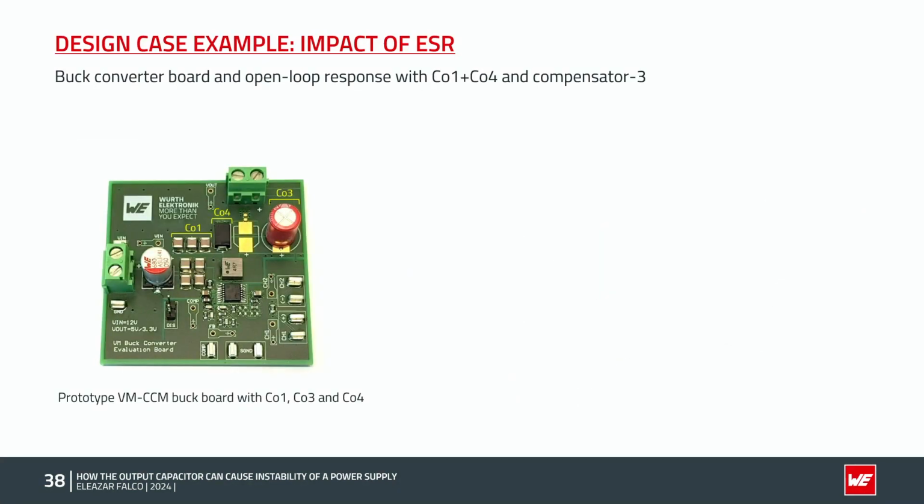Now here we can see the prototype board with CO1, the 3 MLCC capacitors to attenuate the output voltage ripple at the switching frequency, then CO4, the H-chip polymer capacitor, and CO3, the aluminum electrolytic capacitor. Note that this is only for reference since CO4 and CO3 will not be used at the same time on the board.